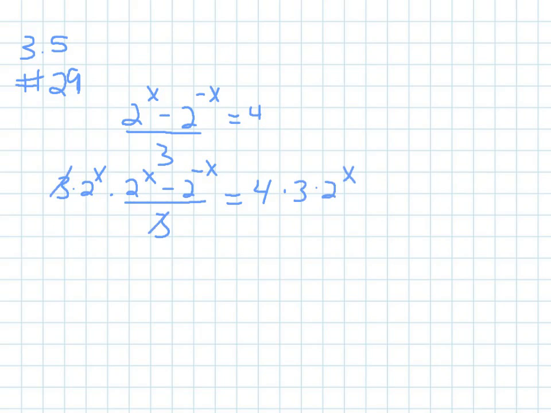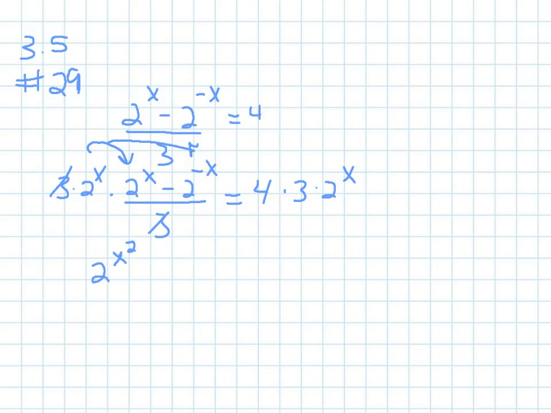So this 3 and that 3 divide out. When we distribute this 2 to the x to both of these, we will end up with 2 to the x squared. When you multiply like bases, you add exponents.